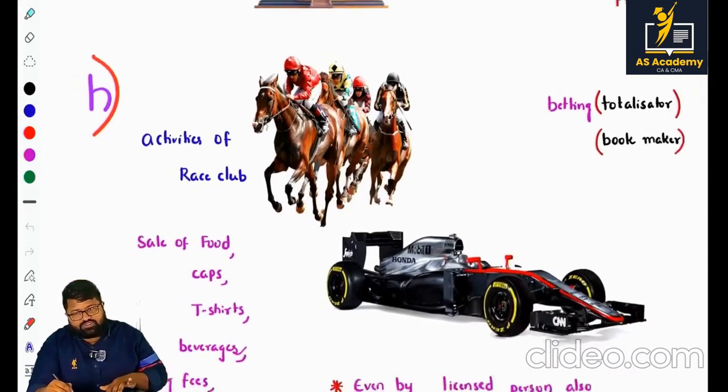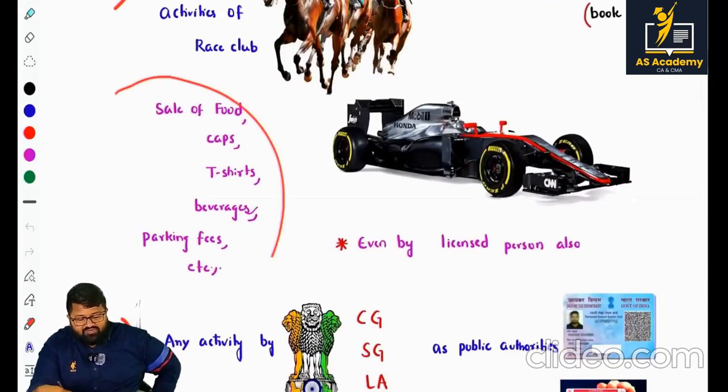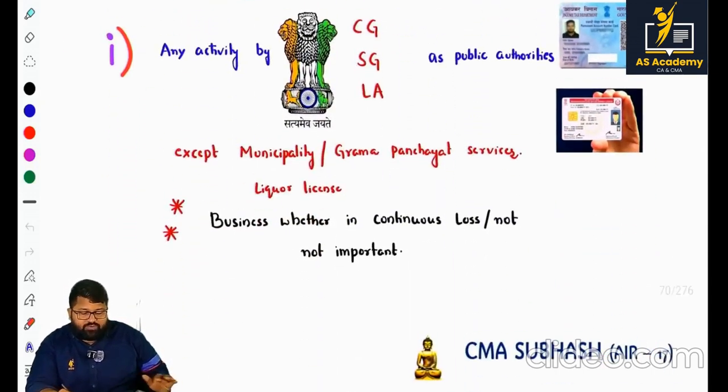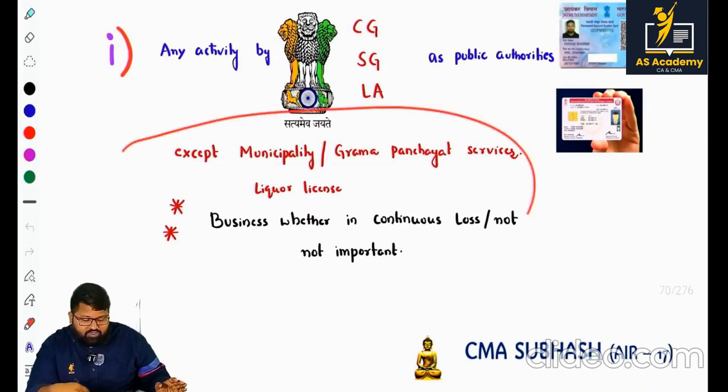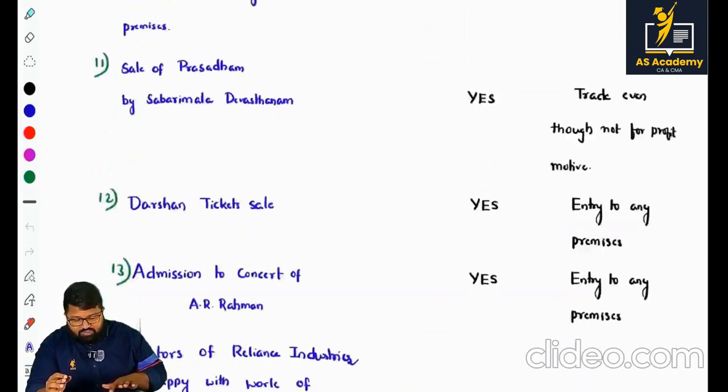What about this next, H? Activities of race club and all. Whatever be the activity, it is covered into supply. Okay. That is business mainly. Next, what about I, ma? Any activity by whom? CG, SG or a local authority. But these are not covered into business basically. Next, these are done with examples.